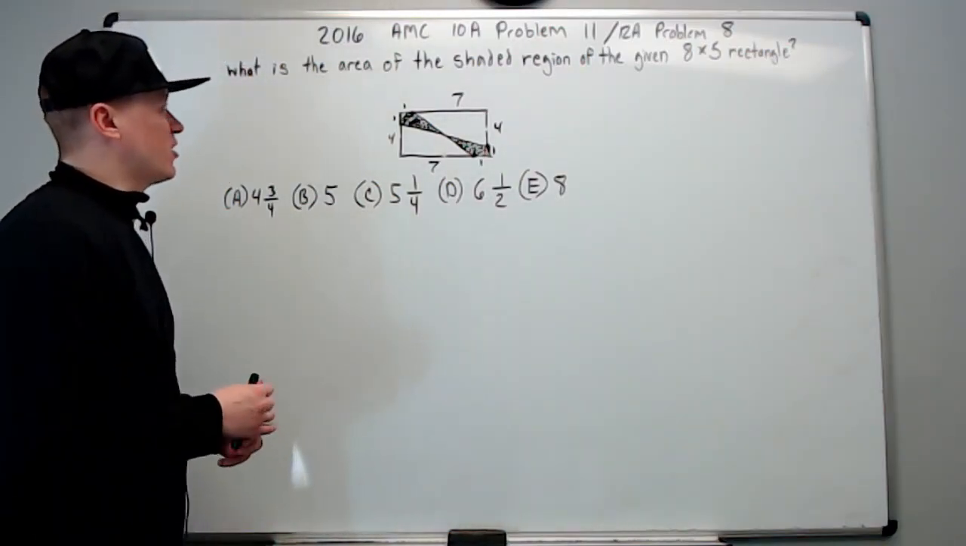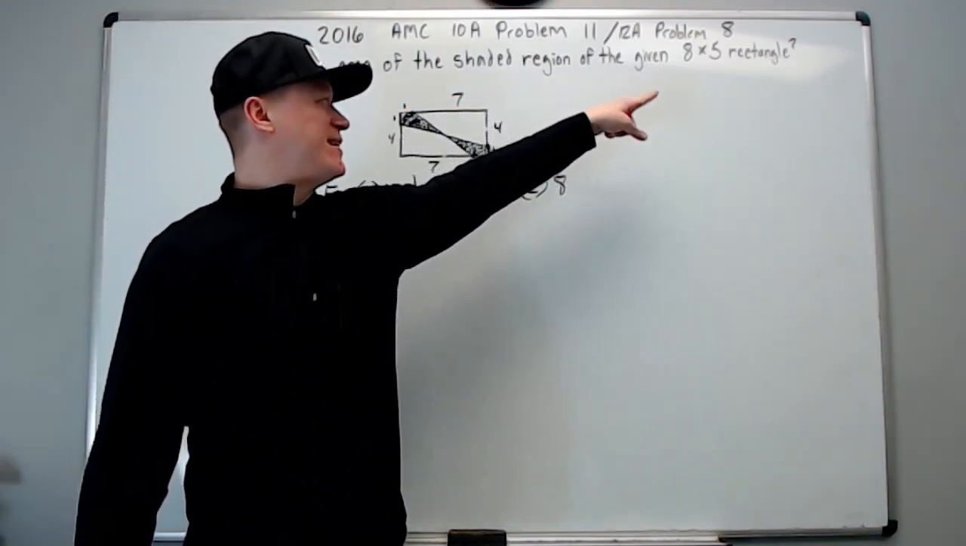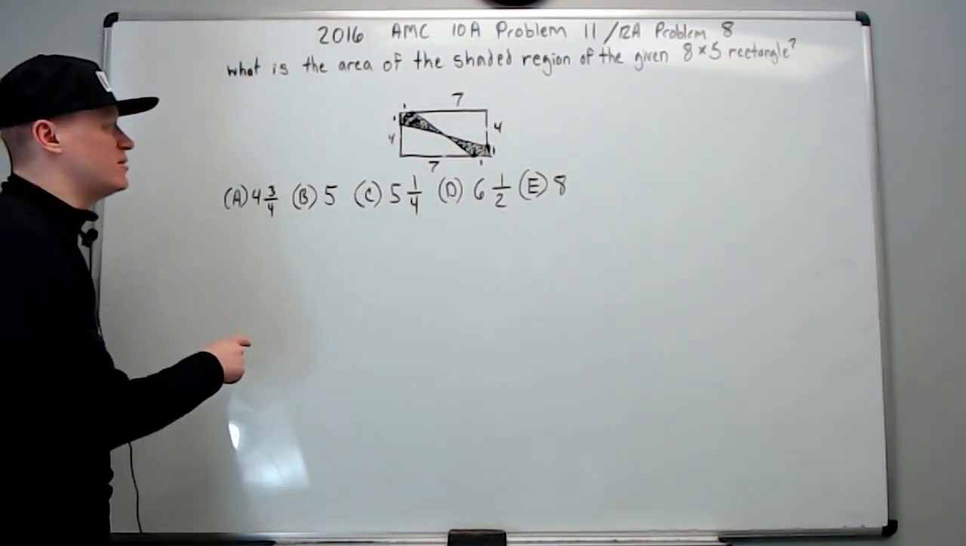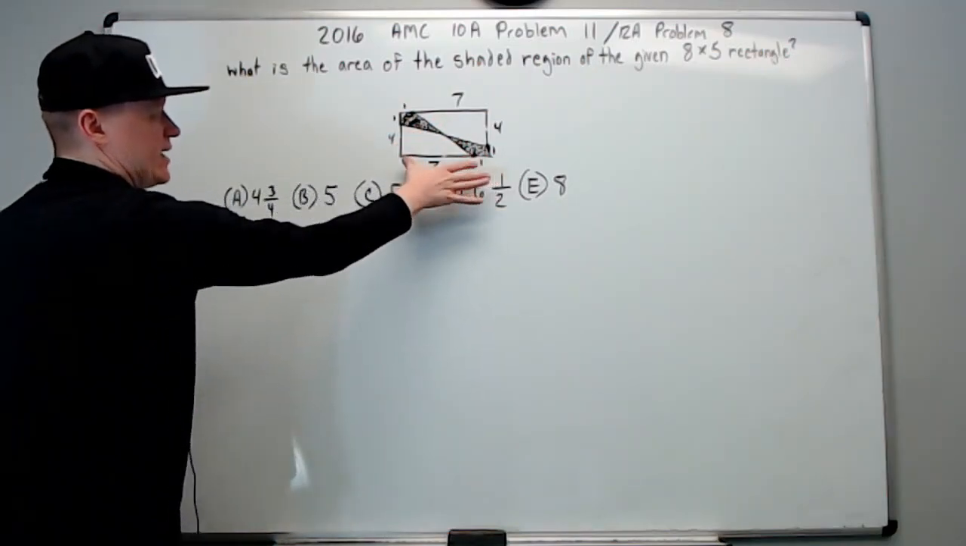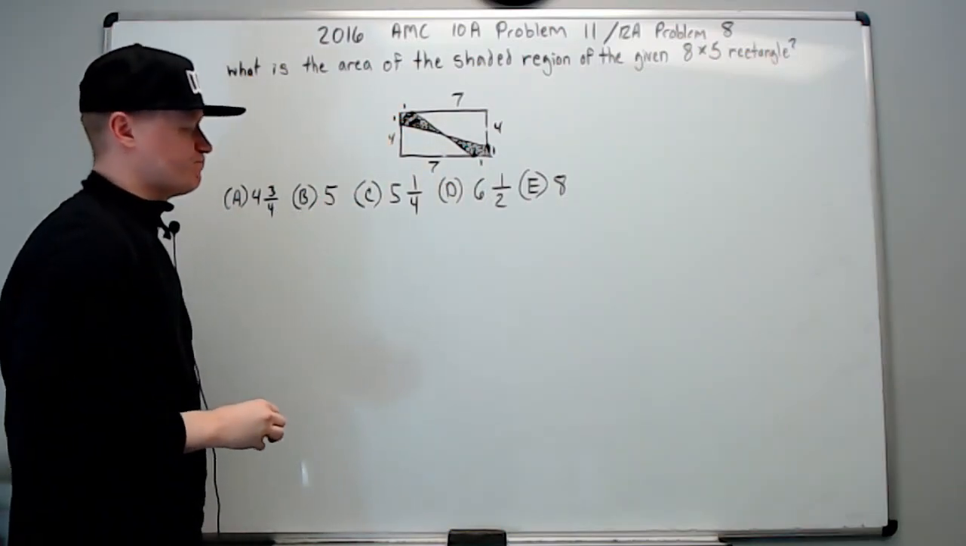So let's get started. What is the area of the shaded region of the given 8 by 5 rectangle? Here it is, 5, 8. This is 7, but that's only up to right here. This is 1, 1, 1, and 1.